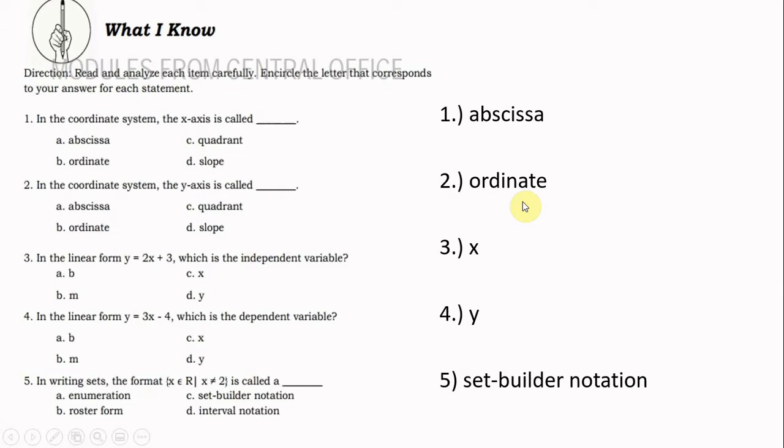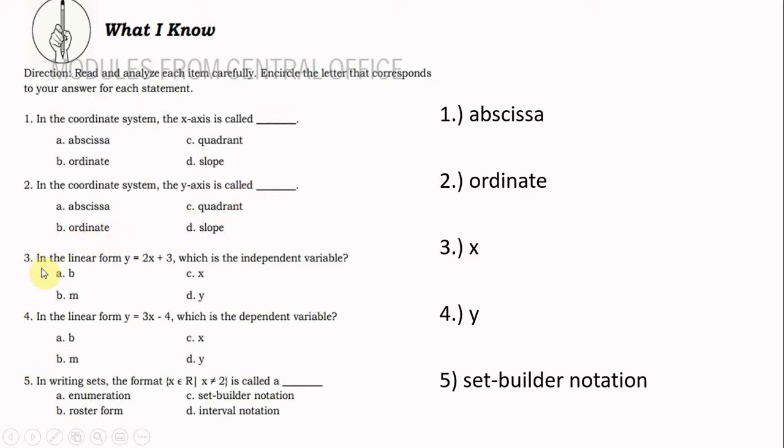Okay, let's start. The direction is to read and analyze each item carefully. Encircle the letter that corresponds to your answer for each statement. Number 1: in the coordinate system, the x-axis is called the abscissa. Now, number 2: in the coordinate system, the y-axis is called the ordinate.